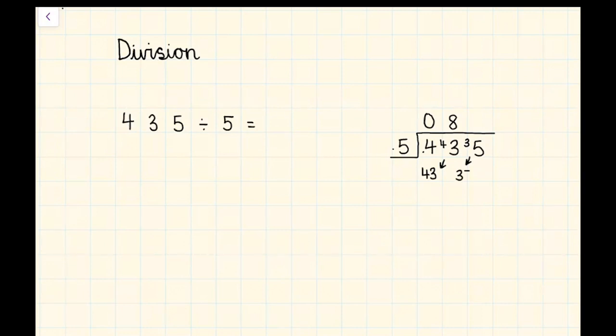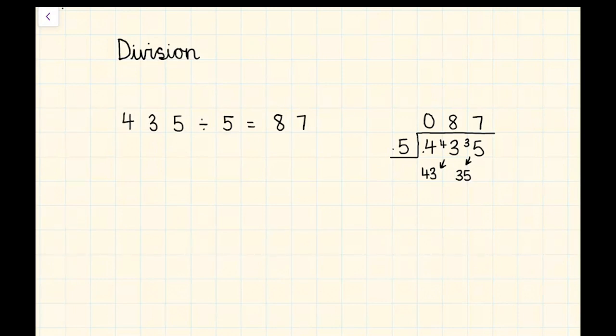The 3, as before, carries over to the next column to the right, in this case the units column, and that 5 becomes a 35. We ask ourselves how many times does 5 fit into 35, and it fits in 7 times. So 435 divided by 5 is 87.